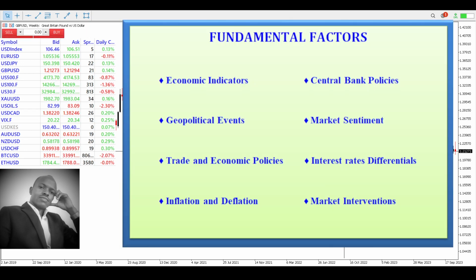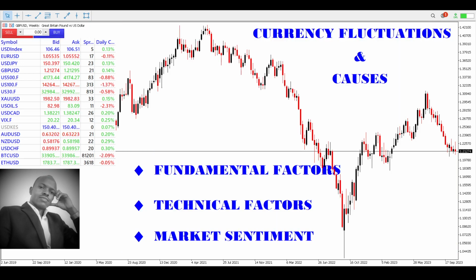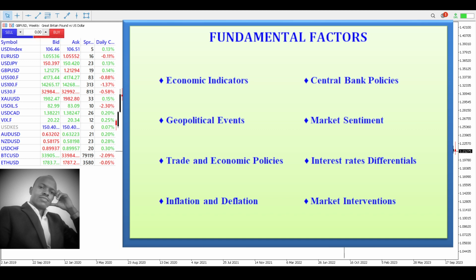So, first and foremost, fundamental factors. They include economic indicators, central bank policies, geopolitical events, market sentiment, interest rate differentials, trade and economic policies, and market interventions, also not forgetting inflation and deflation. So the first, economic indicators.